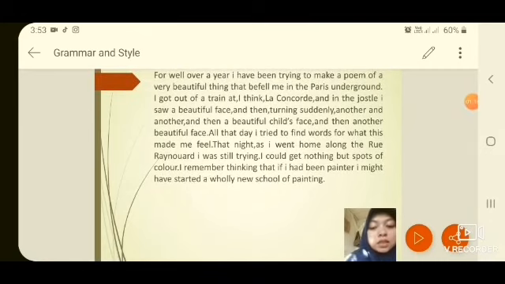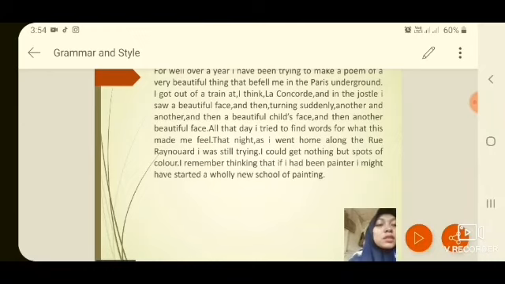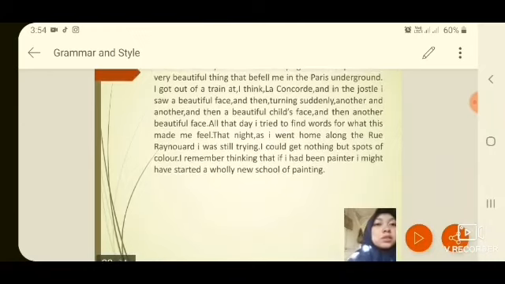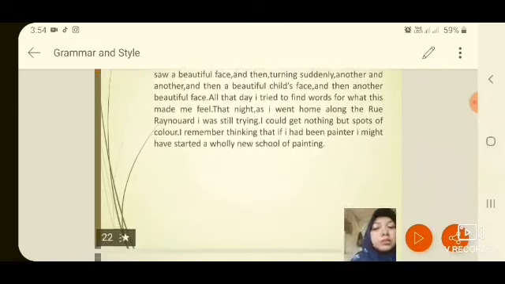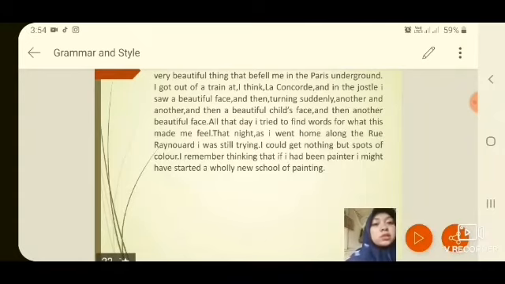And the second sentence: "I got out of a train at, I think, La Concorde, and in the jostle I saw a beautiful face, and then turning suddenly, another, and then a beautiful child's face, and then another beautiful face." This is a trailing constituent because the repeated words are constituents in the sentence, like "another", and "a beautiful child's face", and "then another beautiful face". We can include it as a trailing constituent.